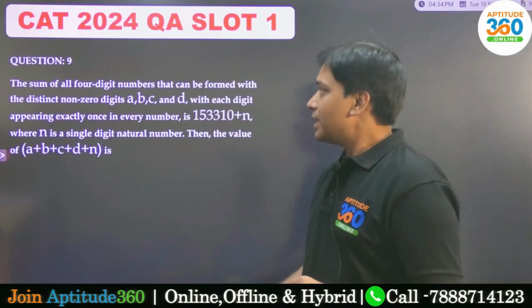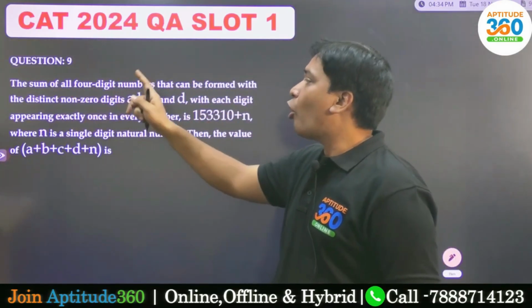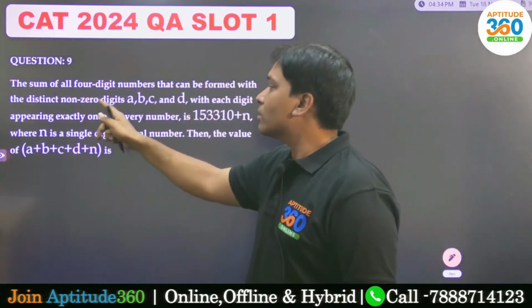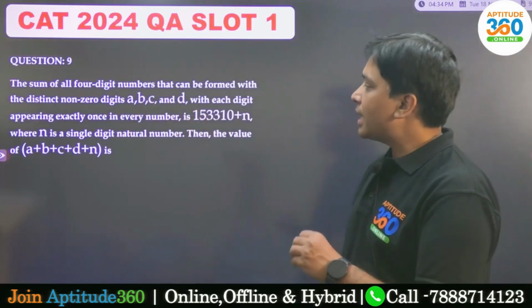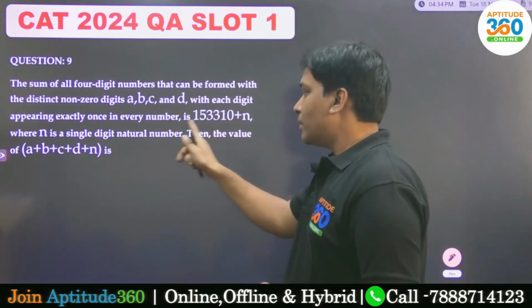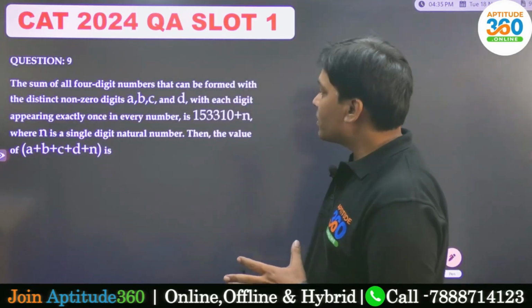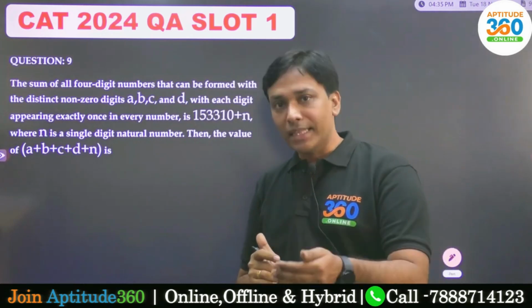Let us solve this question. It was asked in CAT 2024, question number 9. It says that the sum of all 4-digit numbers that can be formed with distinct non-zero digits A, B, C, D, with each digit appearing exactly once in every number, is the given sum, where n is a single digit natural number, and then the problem is asking you to find the value of A plus B plus C plus D plus n.